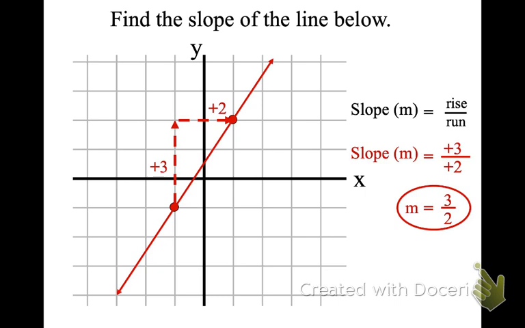So if we go from here, however, I'm going negative 1, 2, 3, right? That's negative 3. You guys with me? And then we're going to go positive 2. Sorry, not positive. When I go to the left, what is that? Negative 2. So negative 3 over negative 2. Does that reduce to positive 3 over 2? Yes, because a negative divided by a negative is a positive.